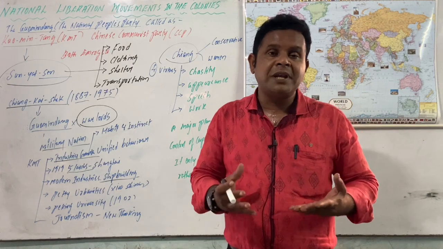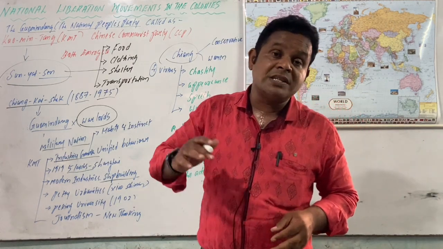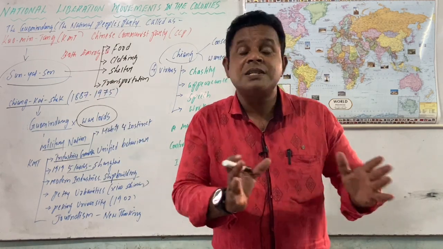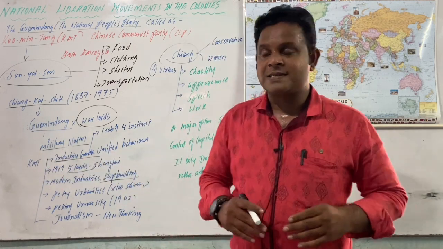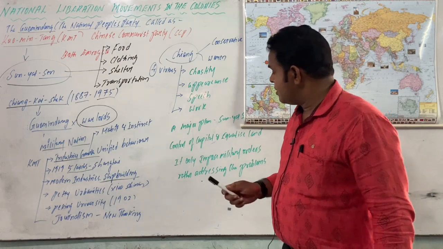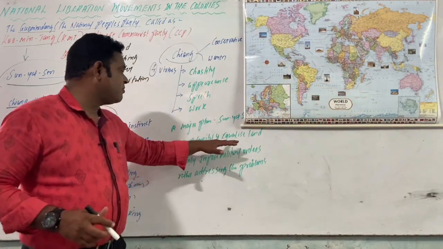People have to be free. As you know, India was under British rule, and even China was ruled by the Western colonial powers. To eliminate such rulers, all these were long struggles. So what was the major plan planned by Sun Yat-sen? To control capital and also to equalize the land.